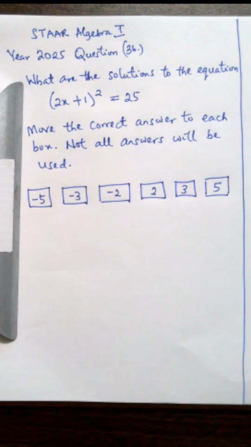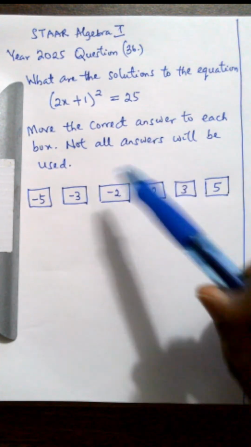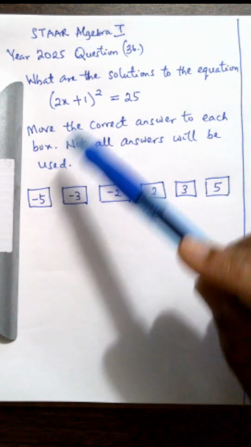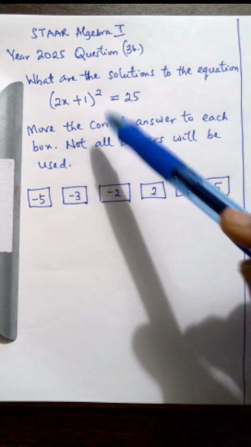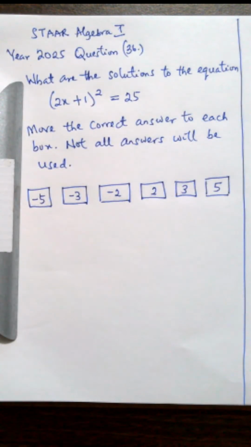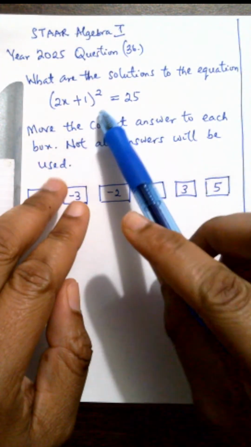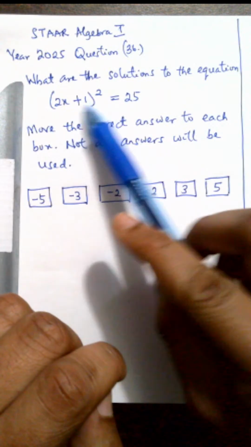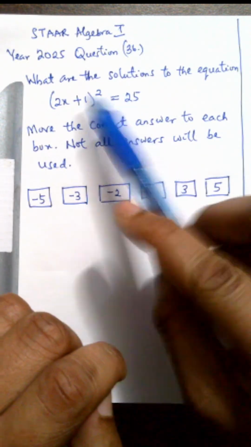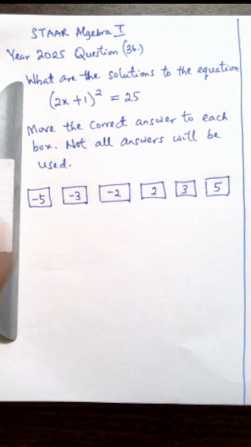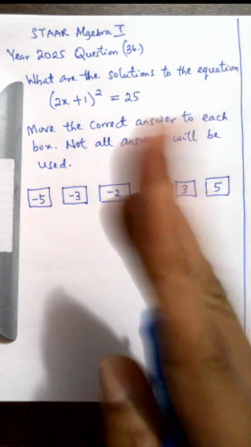We have a quadratic equation that we are asked to solve. It is an equation because of the equal sign, and it is a quadratic equation because the highest exponent of the variable in the equation is 2. When we see this kind of equation, as you notice here on the left-hand side, the term in the parentheses is squared. So we have only one term, and it is squared on the left-hand side.